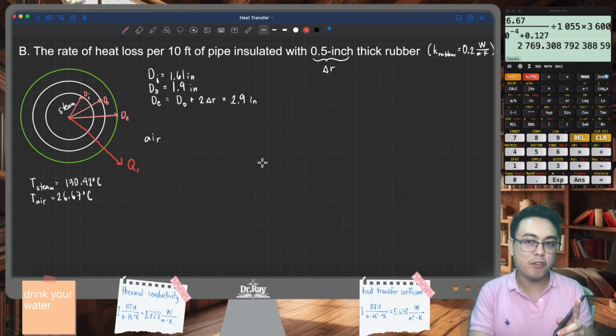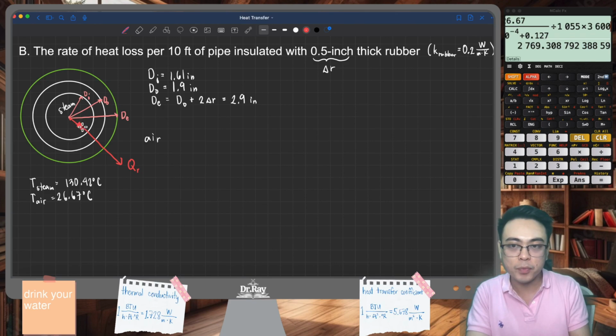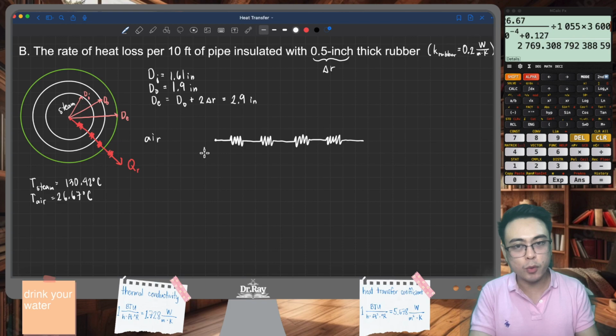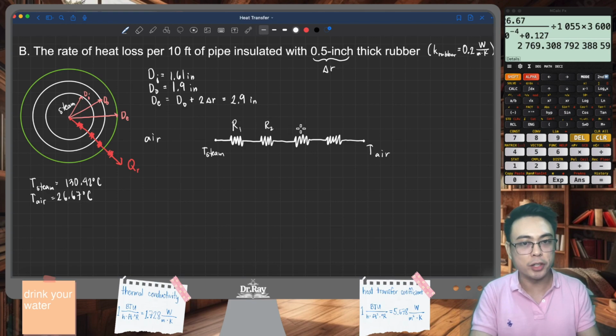Now, notice that we have added a layer. We have also added another resistance. This is the first resistance as usual, the resistance due to convection inside. The second resistance is due to conduction in the pipe. Third one is resistance due to conduction in the rubber layer. And the last one is due to convection on the outside. All in all, the change in our diagram would just be an addition of a fourth layer. This point right here would still be the temperature of the steam. This point right here, temperature of the air. The first resistance is R1, and so on.